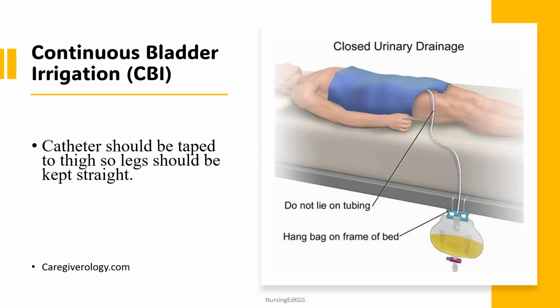If you have a patient with continuous bladder irrigation, the catheter should be secured onto their thigh, as well as their legs should be kept straight. This will help to prevent kinking of the catheter, ensure effective drainage, reduce discomfort, and also facilitate monitoring. So you're able to monitor the flow of irrigation fluid and assess for complications.